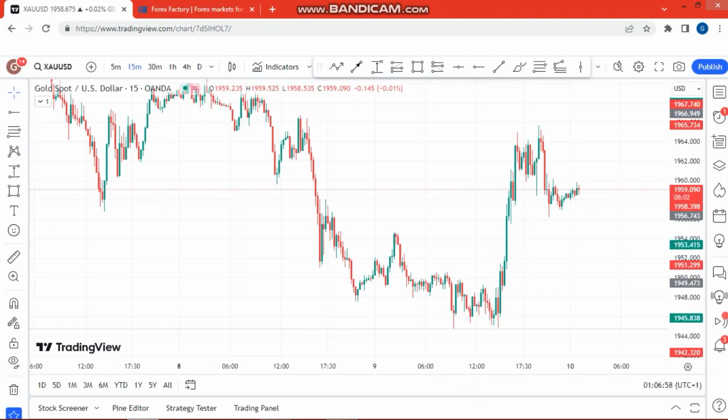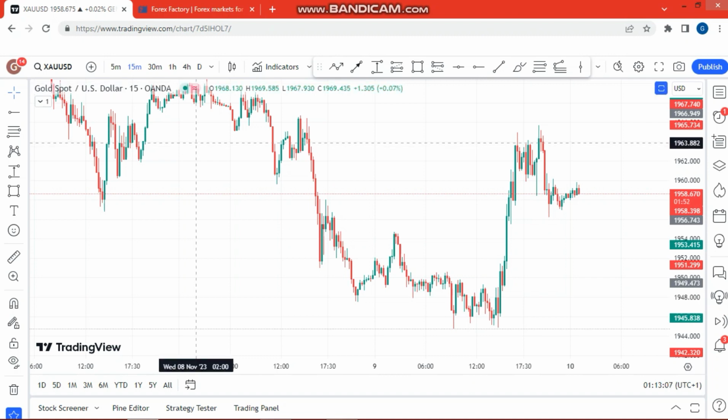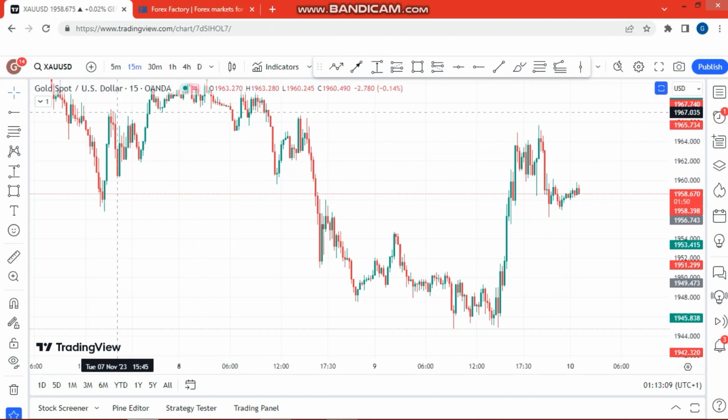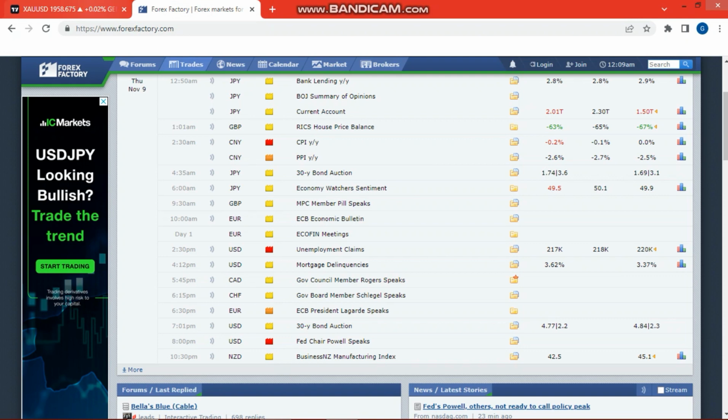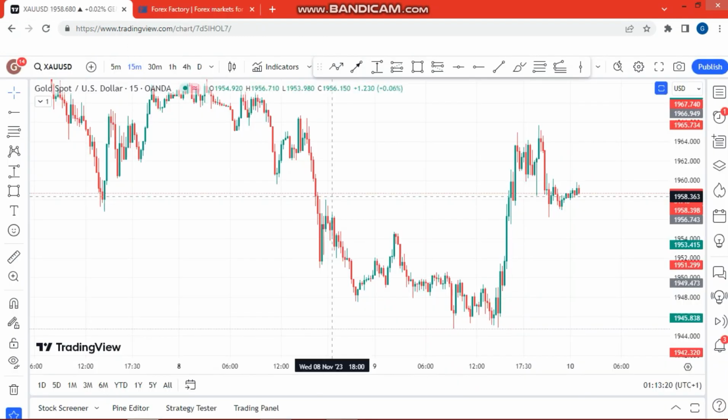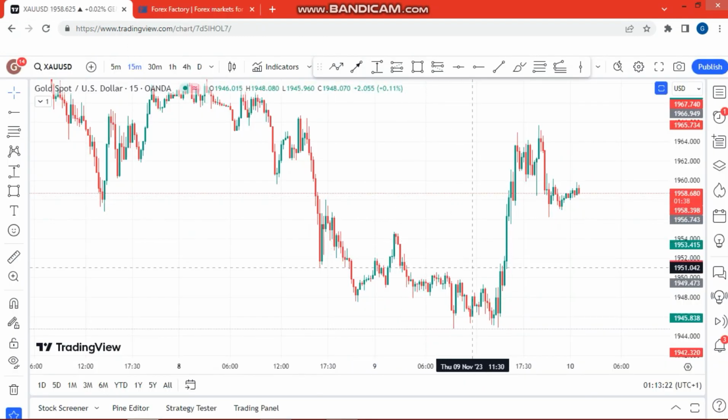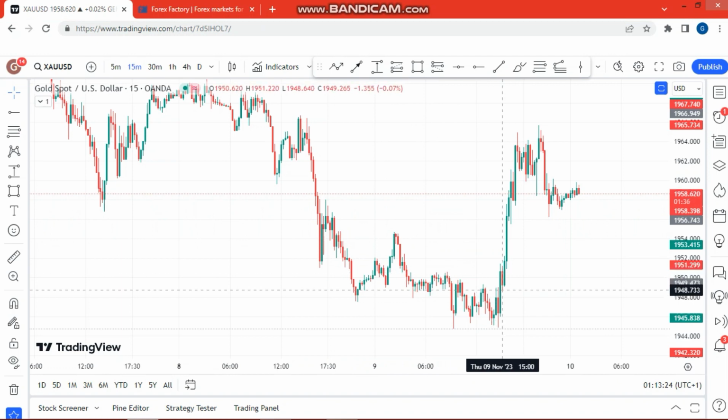All right, to the chart representation, and as you can see, this is on gold. Back to Forex Factory, you see the news happened at around 2:30 New York session. So if I look at it right here, this line right here, that's 14. Yeah, this line right here, that's the start of the news.